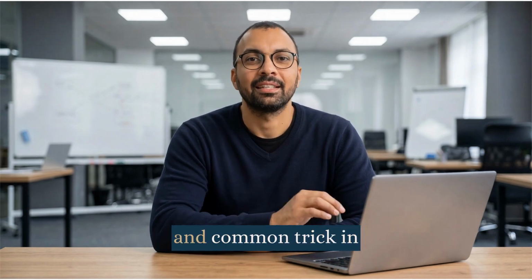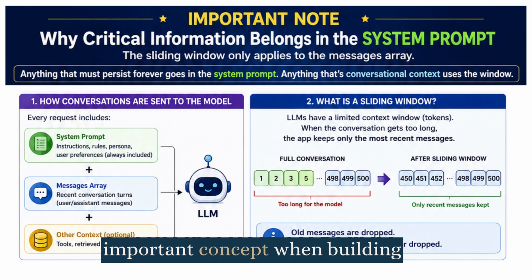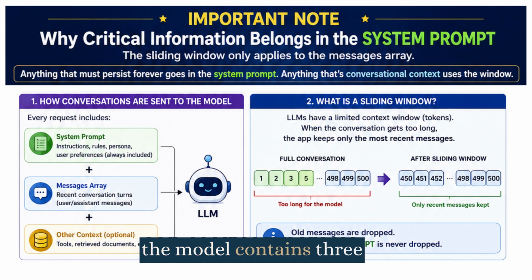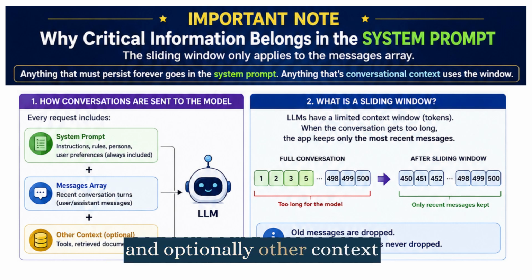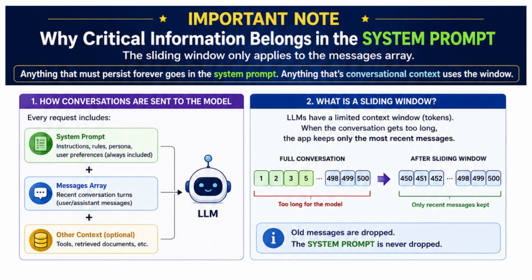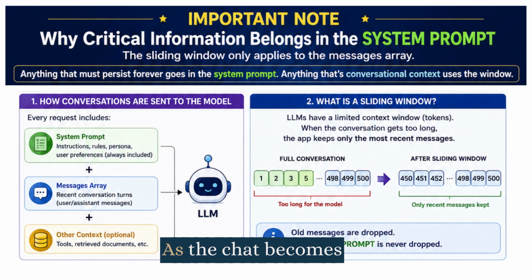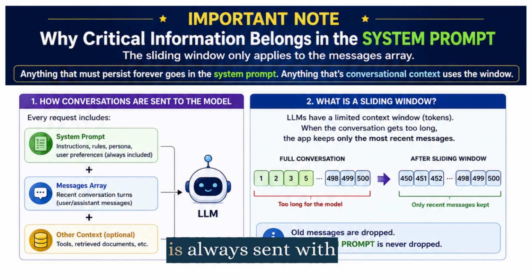But before the code part, we'll clarify a very important and common trap in losing critical information. This is a very important concept when building LLM applications. Every request sent to the model contains three main parts: the system prompt, the conversation messages, and optionally other context such as RAG documents or tools. The key point is that the conversation history uses a sliding window. As the chat becomes longer, older messages may be removed to stay within the model's context limit. However, the system prompt is always sent with every request and is never dropped.